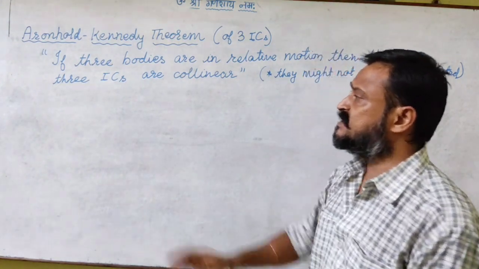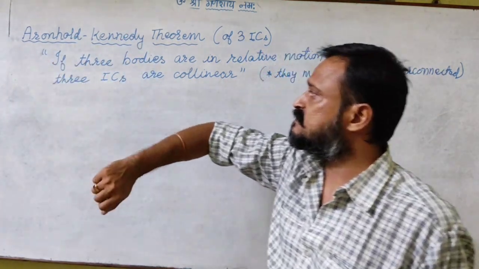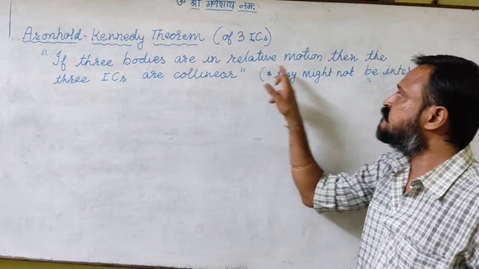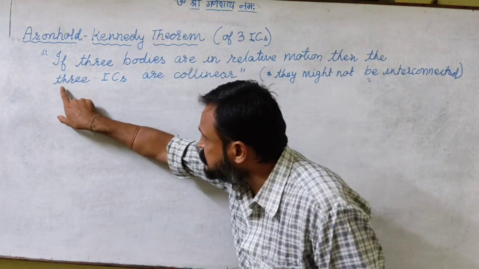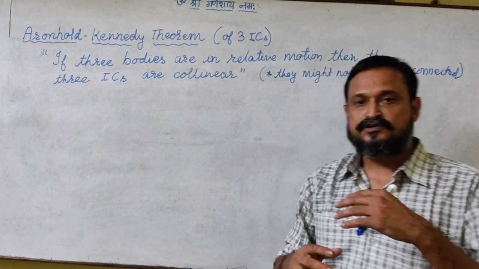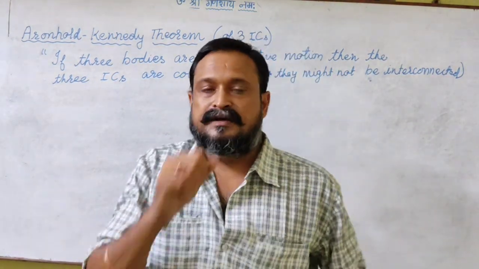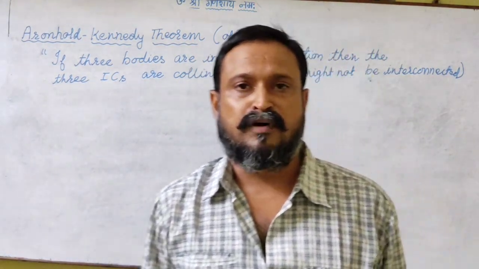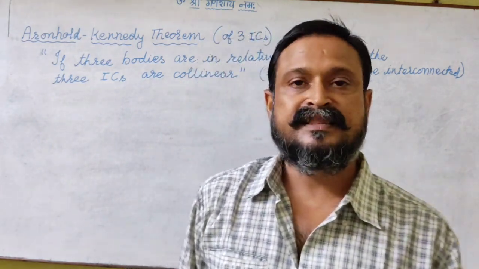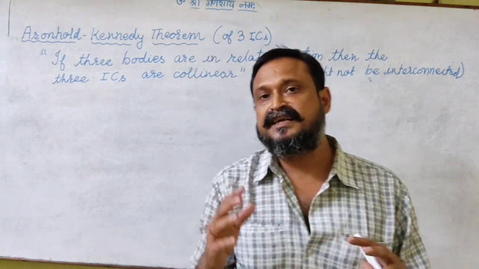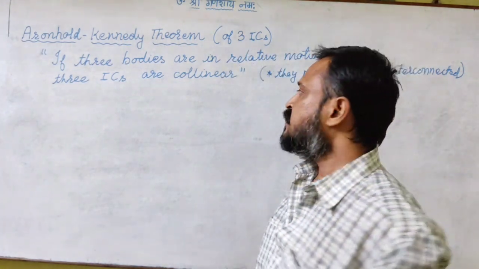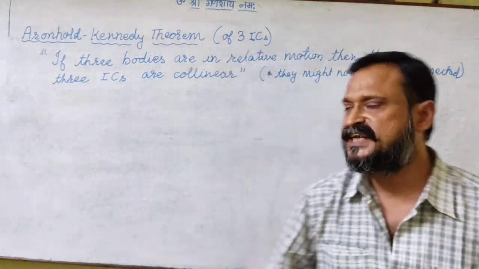So what does the Aronhold-Kennedy theorem state? It states that if three bodies are in relative motion, then the three instantaneous centers are collinear. So when there are three bodies having relative motion with respect to each other, then if we see the three instantaneous centers of rotation with respect to all these three bodies, they will come out to be collinear.